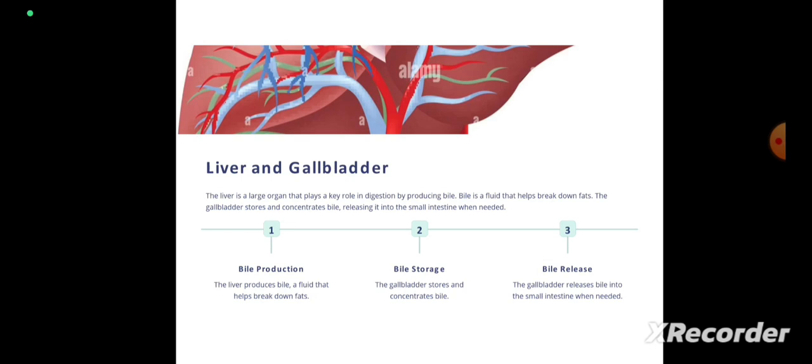This is divided into 3 parts: first is bile production, second is bile storage, third is bile release. Bile production: the liver produces bile, a fluid that helps break down fats. Bile storage: the gallbladder stores and concentrates bile. Bile release: the gallbladder releases bile into the small intestine when needed.